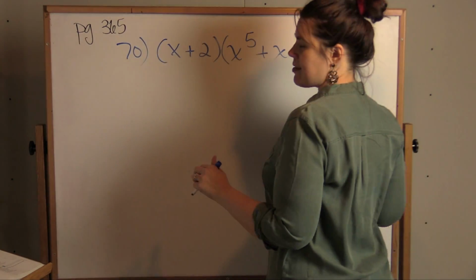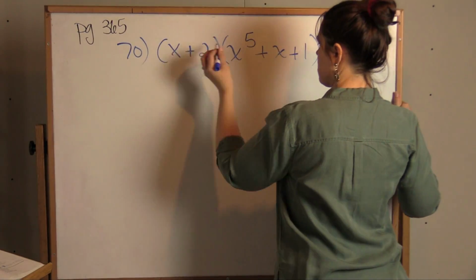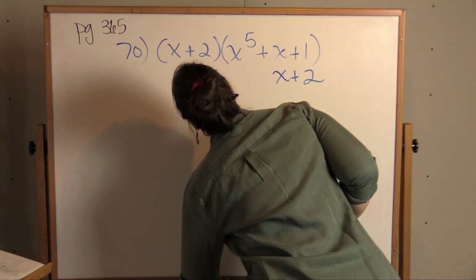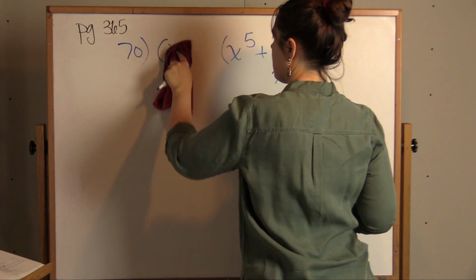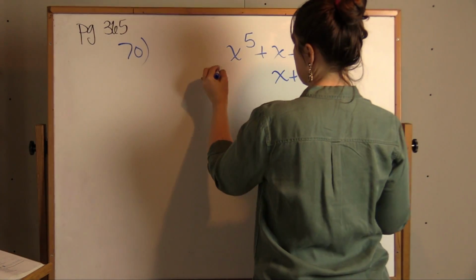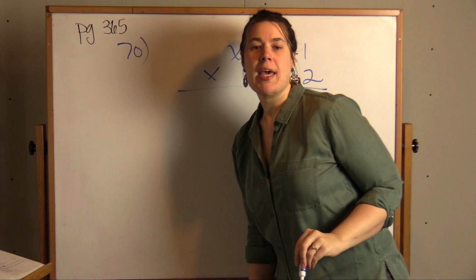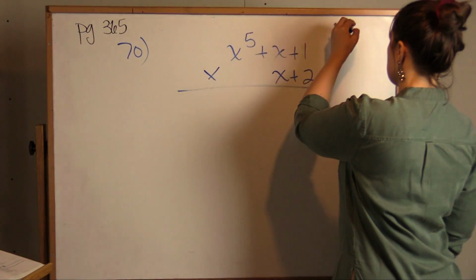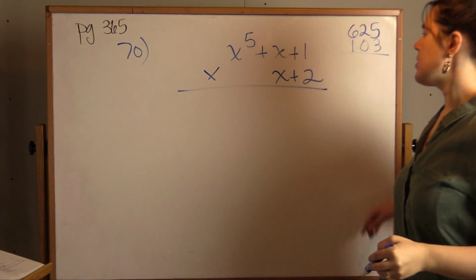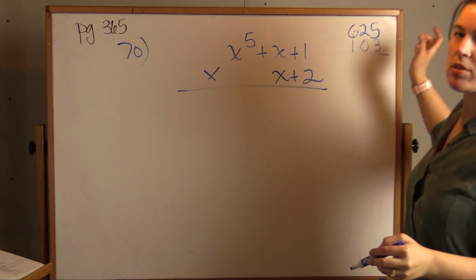So the way we do that is to take the bigger polynomial and put it on top. And then I'm going to take this x plus 2 and put it underneath. Okay, so I'm going to erase this along with the parentheses. And now I'm going to put a times and draw a line. Now, when we're doing vertical multiplication, this is the same thing as if you were doing, say, 625 times 103. You would take the first one, multiply it times each, then take the next one, multiply it times each on the next line below, and so on.